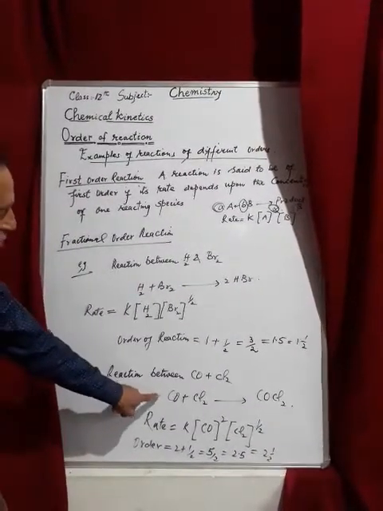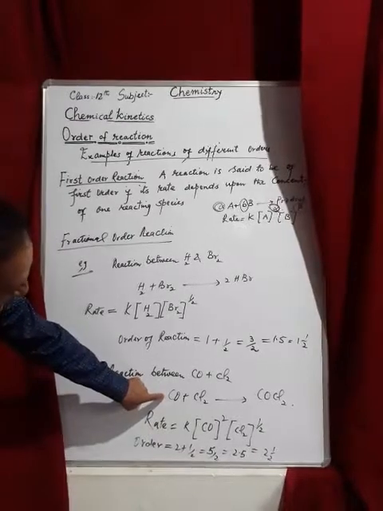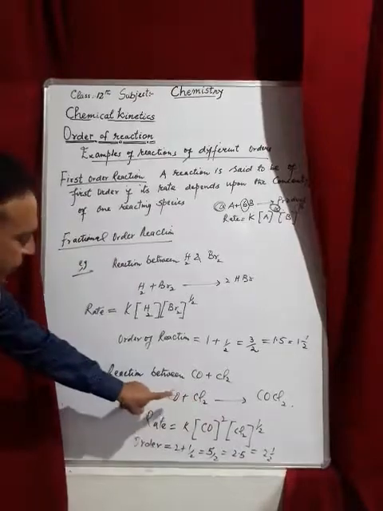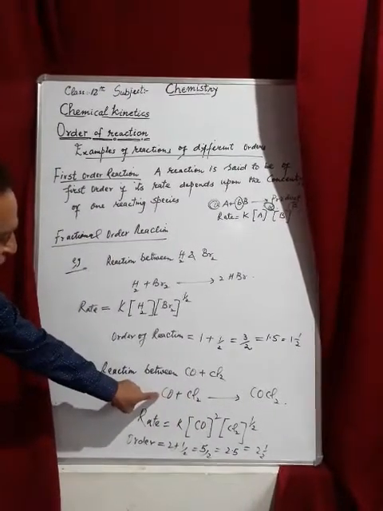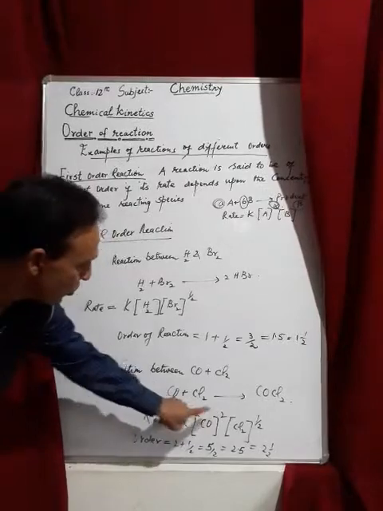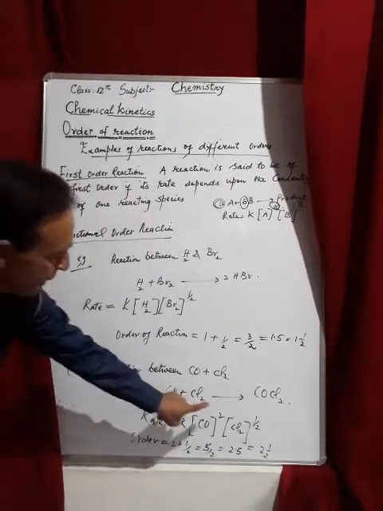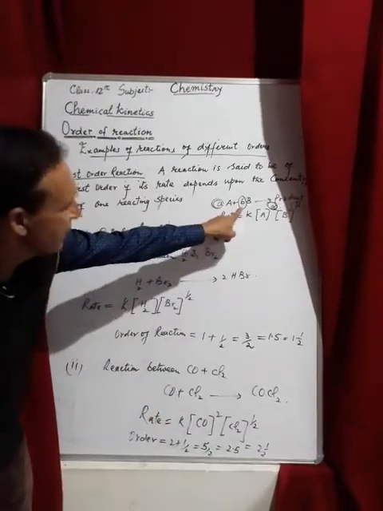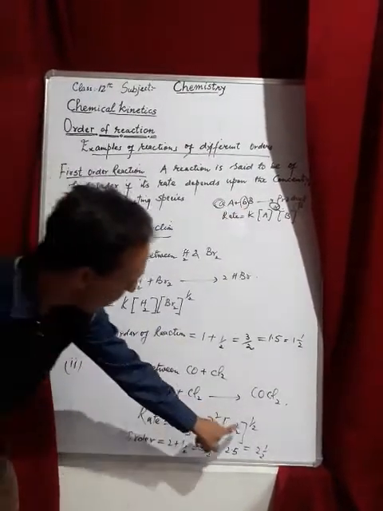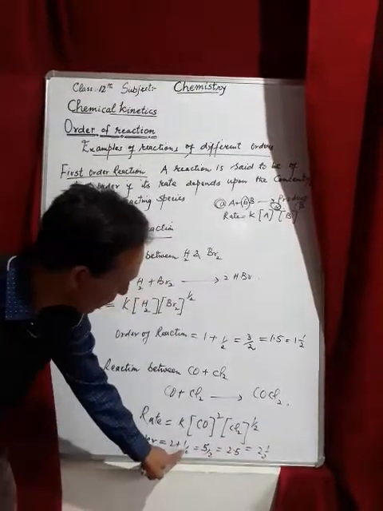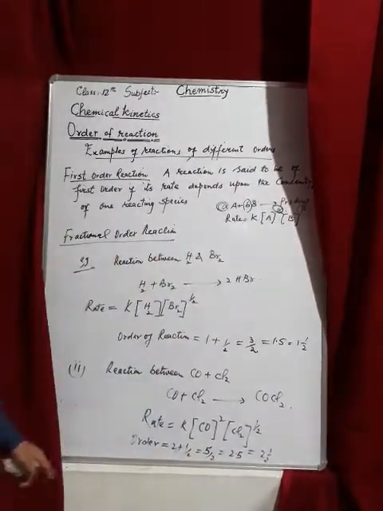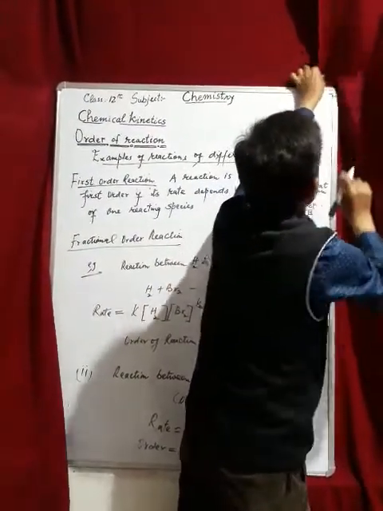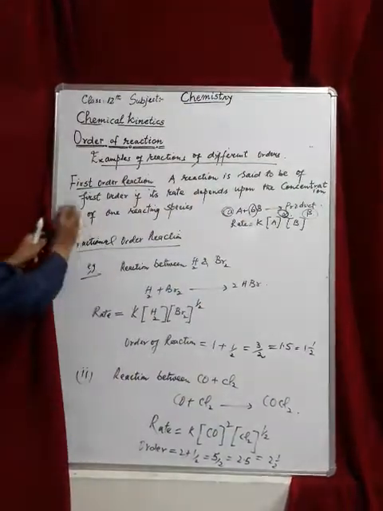It has been observed experimentally, the value of the small a here is 1 and the value of alpha is 2. So the value of alpha is different from the coefficient of the reactant CO, that is 1. Here the value of small b as per the general reaction is 1, and beta is 1 by 2. So 2 plus 1 by 2, that is 5 by 2. It is a fractional order reaction. So this was the fractional order reaction.